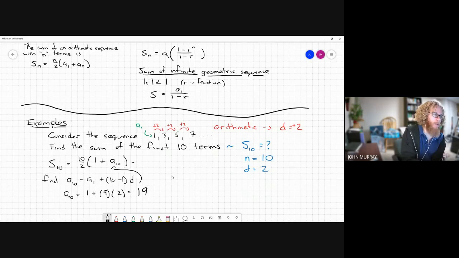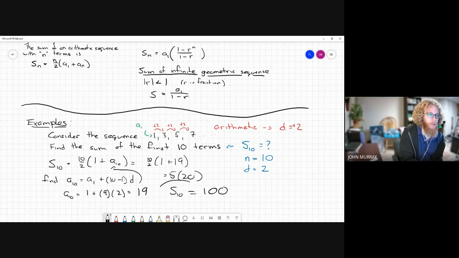So that's going to go up here. And we simplify. I get 10 over 2 is 5. 1 plus 19 is 20. So the sum of the first 10 terms is 100.